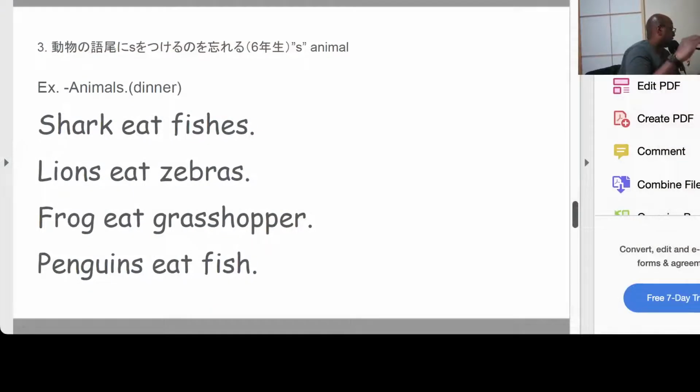Here we have the animal words and S. Shark eat fishes. Lions eat zebras. Frog eat grasshopper. Penguins eat fish.